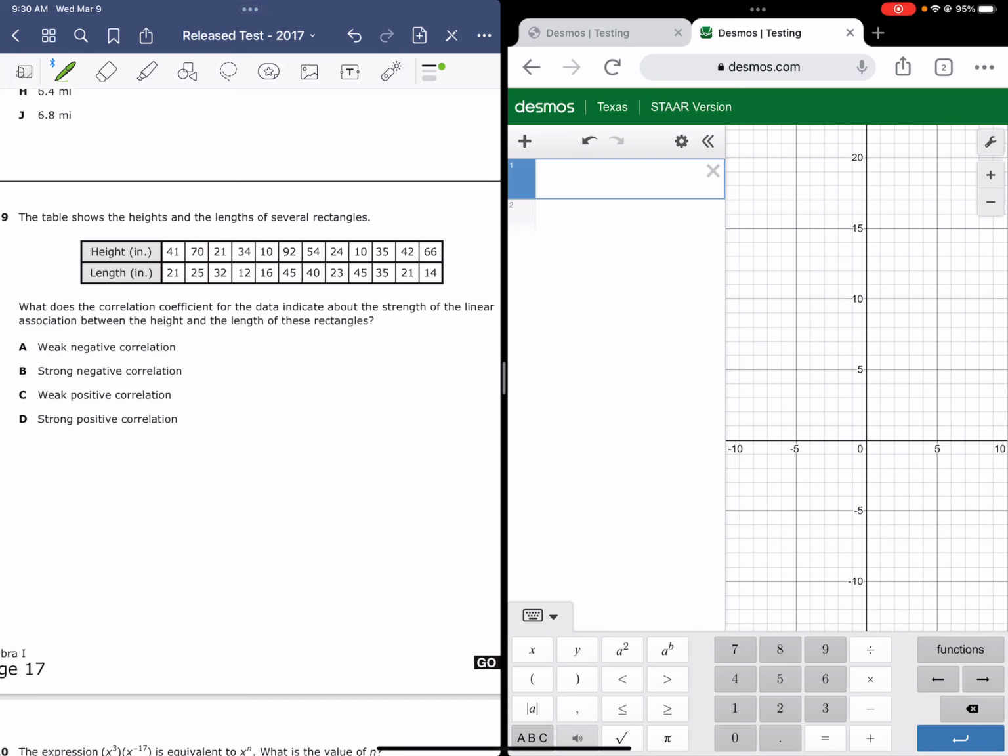The table shows the heights and the lengths of several rectangles. What does the correlation coefficient for the data indicate about the strength of the linear association between the height and the length of these rectangles?